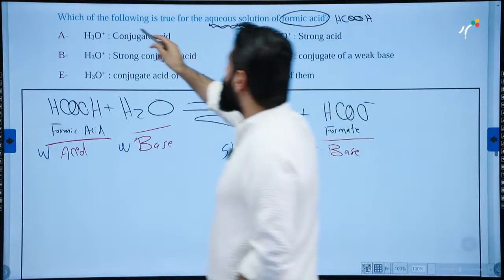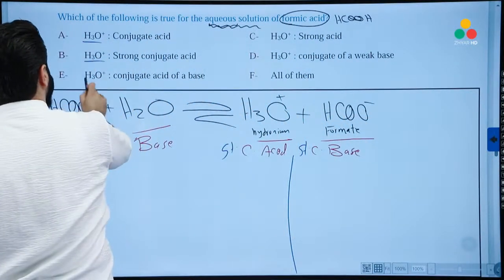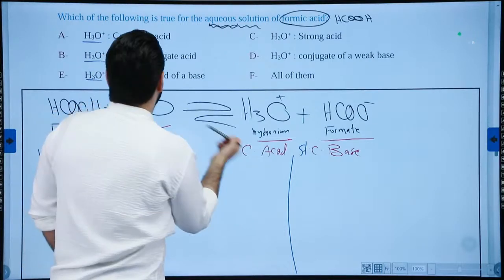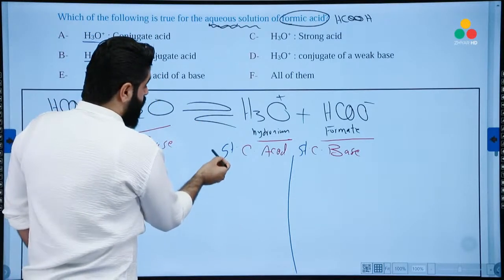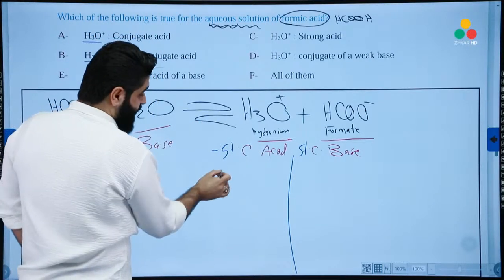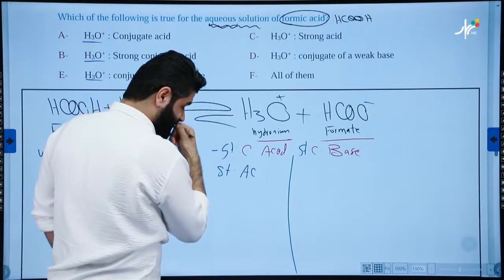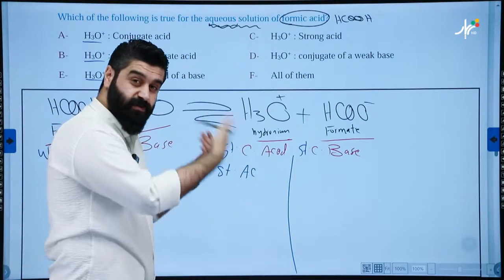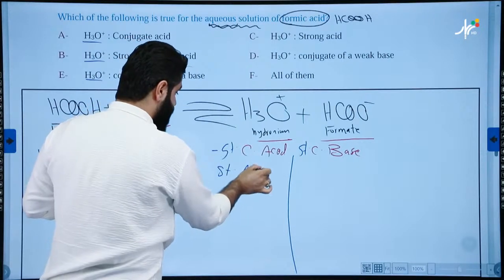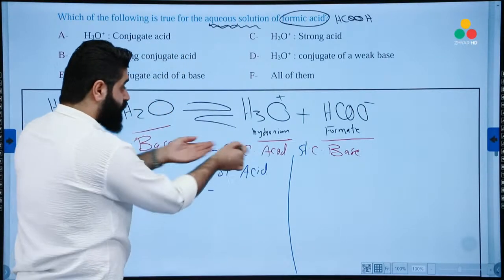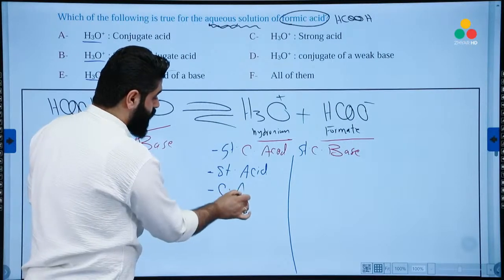As you can see, all the choices are about H3O. Good. So what is H3O? Strong conjugate acid. Look at this. Also, we can say this is a strong acid. Stronger acid, of course. When I say strong, it means compared to the initial. Strong acid, good. Or it's okay to say a conjugate acid alone.